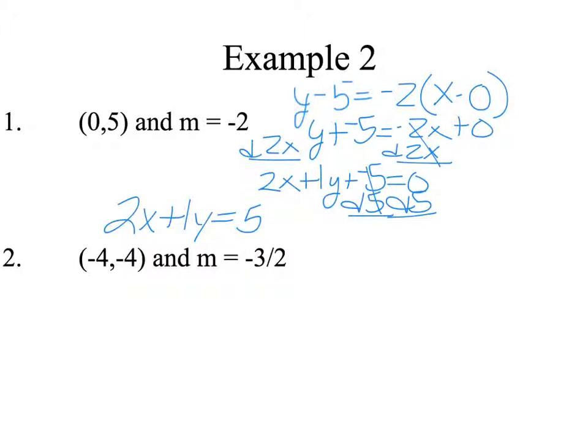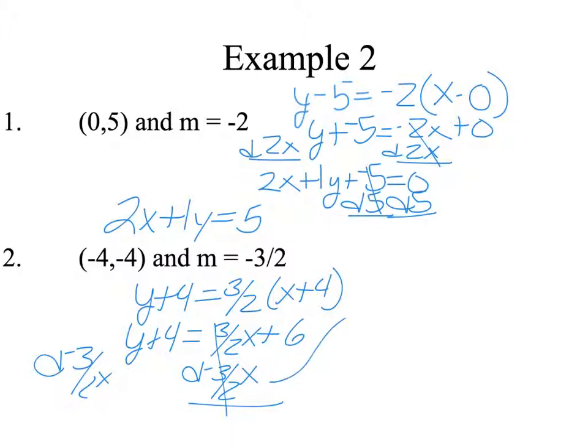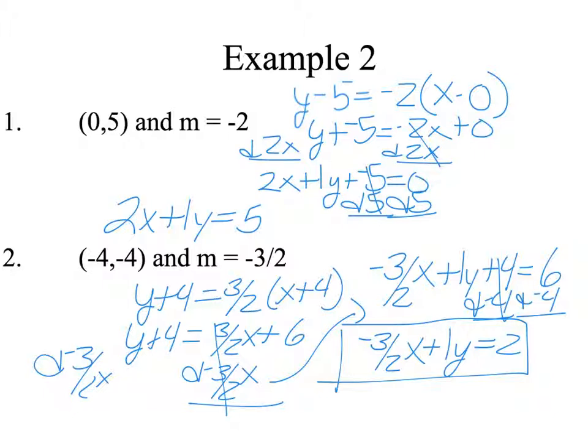Looking at the second problem, we are looking at y plus 4 equaling 3 over 2 times x plus 4. Y plus 4 equals 3 over 2x plus 6. I'm going to add negative 3 over 2x to each side. Do not change that into a decimal. That's going to give me negative 3 over 2x plus 1y plus 4 equaling 6. Add negative 4 to each side. Negative 3 over 2x plus 1y equals 2. And that's our final equation in standard form.